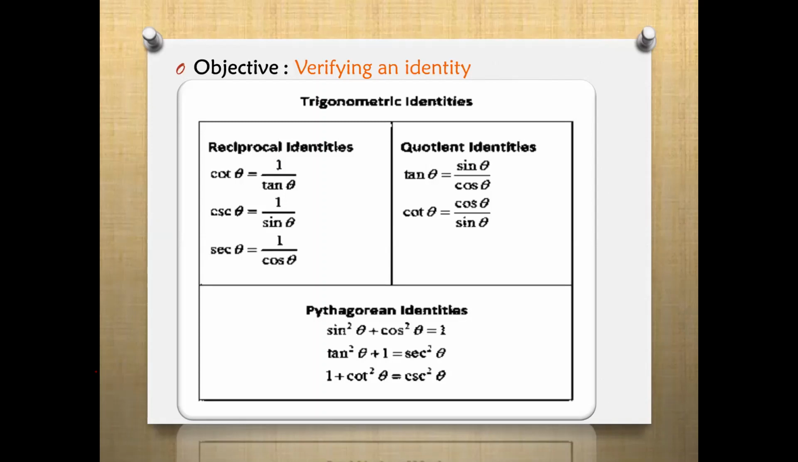And also we're talking about the Pythagorean identities. Sine squared theta plus cosine squared theta is equal to 1. Or also I can say that 1 minus sine squared of theta is cosine squared of theta, or 1 minus cosine squared of theta is sine squared of theta. Tan squared theta plus 1 is secant squared theta, and secant squared of theta minus 1 is also tan squared of theta. And also 1 plus cotangent squared of theta is cosecant squared of theta.